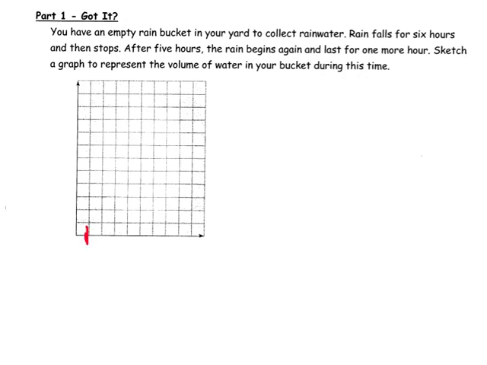So that's 2, 4, 6, 8, 10, 12. So I'll just mark where 12 is. We're talking about hours here, so I'm going to label this hours. And then we're talking about volume of rain. So volume of rain is going to be my y-axis.